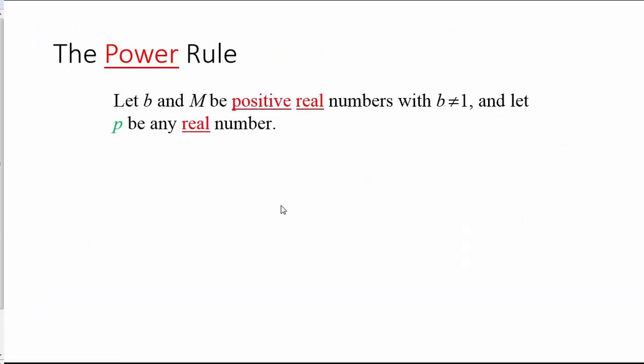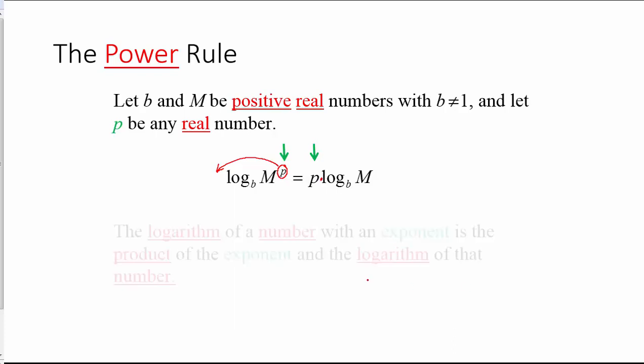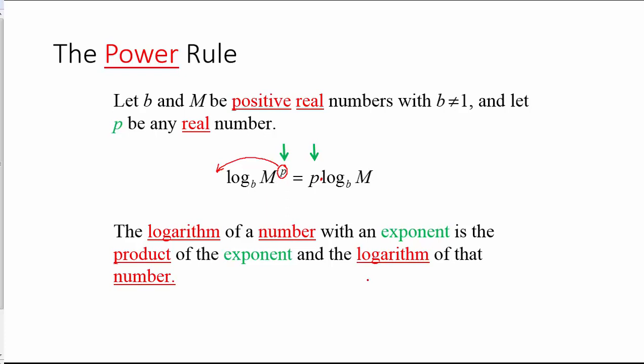So now let's go ahead and focus on the power rule. Let b and m be positive real numbers, with b being different from 1, so the base has to be other than 1. And let p be any real number. Then if you have log base b of m to the power p, again the power jumps in front, and it's p times the log base b of m. The logarithm of a number with an exponent is a product of the exponent and the logarithm of that number.